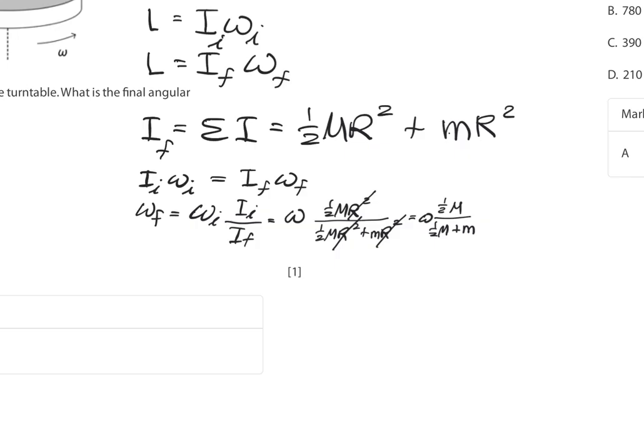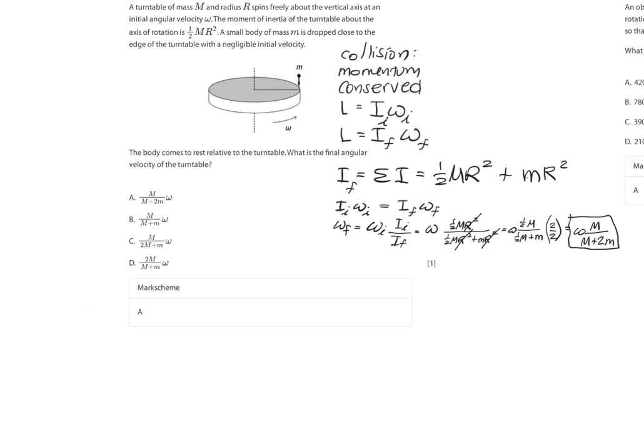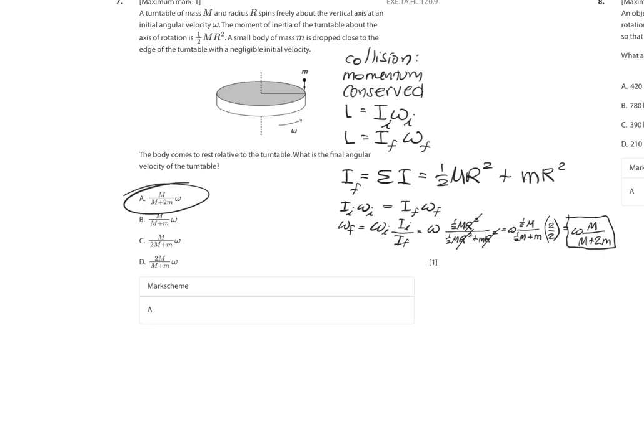So combining all our terms together, we get that the final angular velocity is the initial angular velocity times 1/2 the big mass over 1/2 the big mass plus m. We can clean this up a little bit if we multiply the whole thing times 2/2. We get rid of the 1/2s, and we wind up with the final angular velocity is the initial angular velocity times the mass of the spinning disk divided by the mass of the spinning disk plus 2 times the mass of the object that was dropped on it, and that is A.